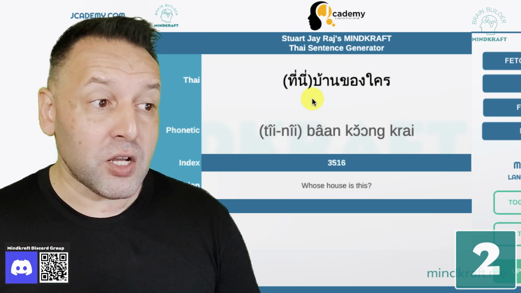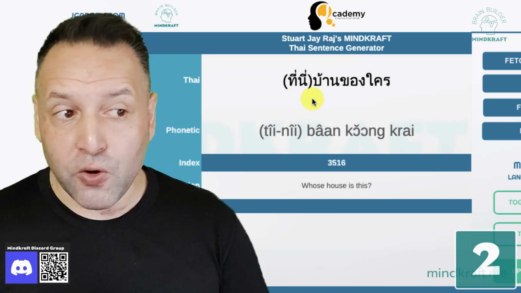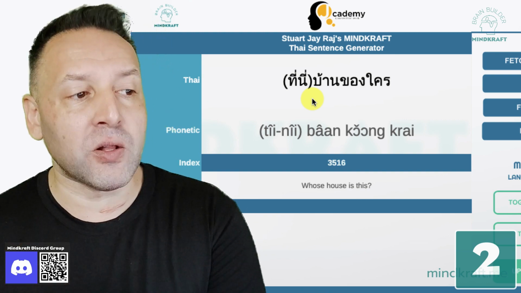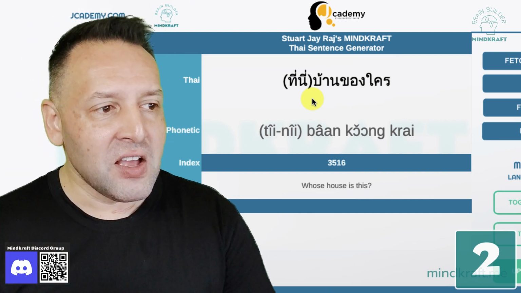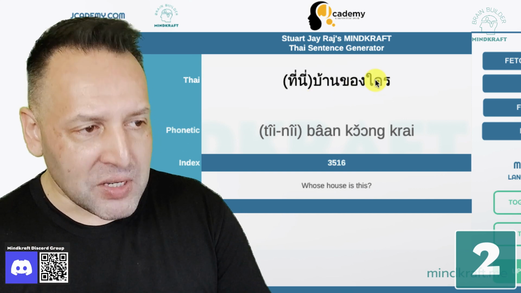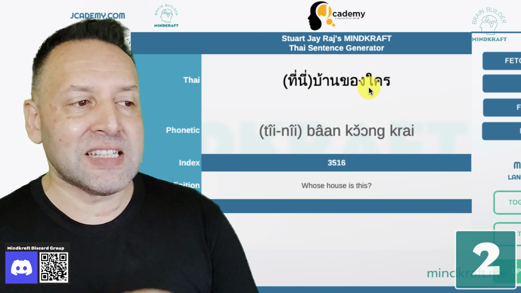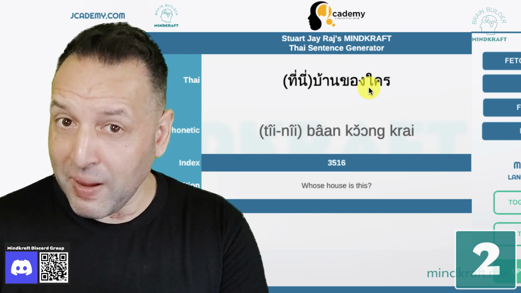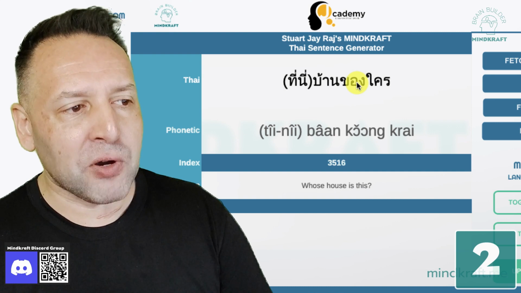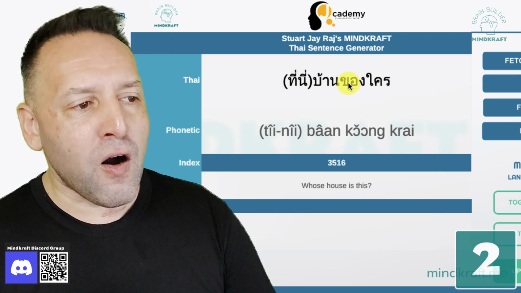So ti ni could be trong ni, and then the word ban. Ban, okay, in this context means a house or a home. You'll often hear the word ban used for a small village as well. So it's often the name of villages or a mu ban. But here, ban kong khrai, kong is the possessive. So in Chinese, it would be the other way around. In Thai, and Vietnamese, languages in this part of the world, we will put the thing and then this possessive link and then the person who owns it. So, ban kong khrai, house of who?